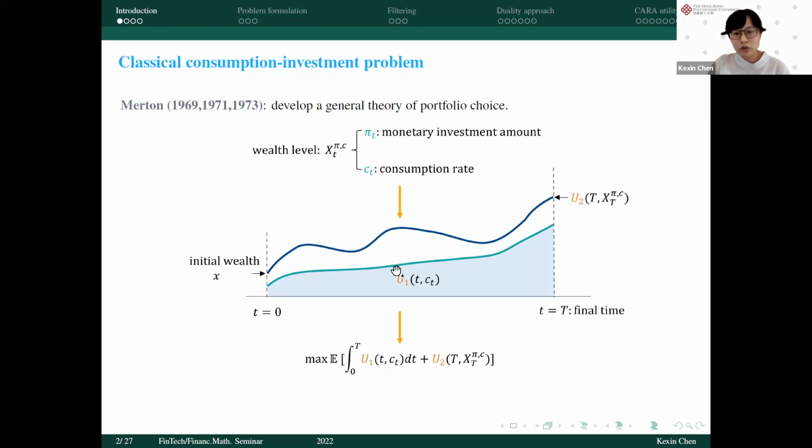The utility functions U1 and U2 are used to describe the preference of the agent. These functions are usually increasing and concave due to risk aversion when exposed to uncertainty. The relevant decisions, the so-called consumption investment strategies, are the consumption rate, denoted by C, and the monetary investment amount in the risky assets, denoted by pi. The wealth level fluctuates according to the gain and loss of the investment, and meanwhile the investor takes out a certain rate of his wealth to consume.